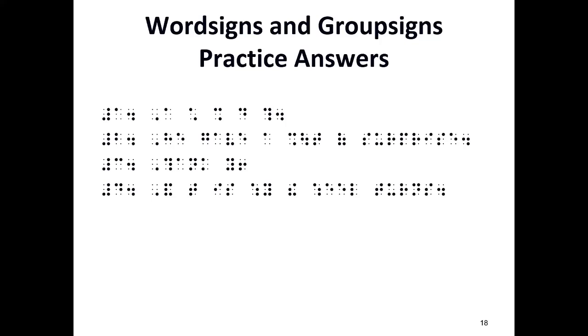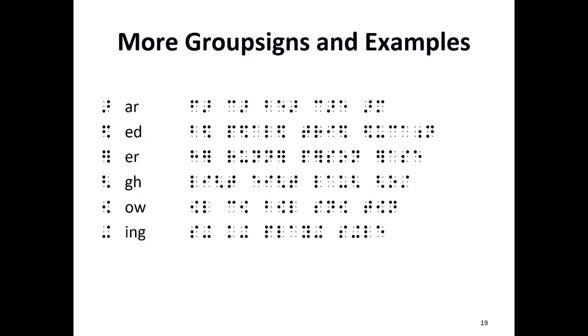Here are the answers to that practice for word signs and group signs. There are some more group signs, and I just have some examples here. These are only group signs. They generally are not entire words, unless you wanted to say something like ow for OW. So here are 6 of them to show you. The first one is AR. There's a special dot configuration for those 2 letters, AR. And then I have some Braille words, far, car, bear, like the animal, bear, care, and arm.